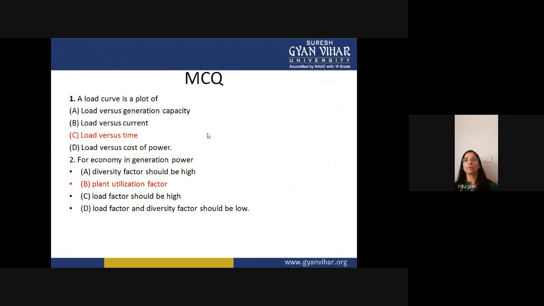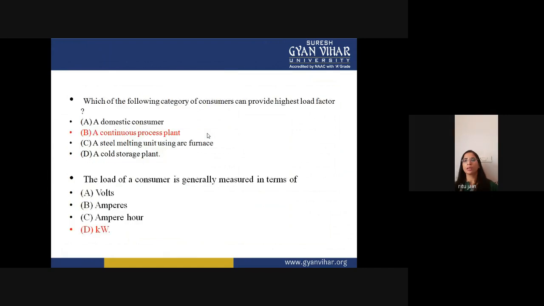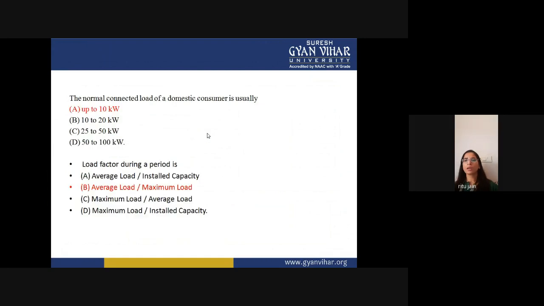One: a load curve is a plot of load versus time. Second question: for economy in generation of power, plant utilization factor must be high. Which of the following categories of consumers can provide the highest load factor? A continuous process plant. The load of a consumer is generally measured in terms of kilowatt. The normal connected load of a domestic consumer is usually up to 10 kilowatt.